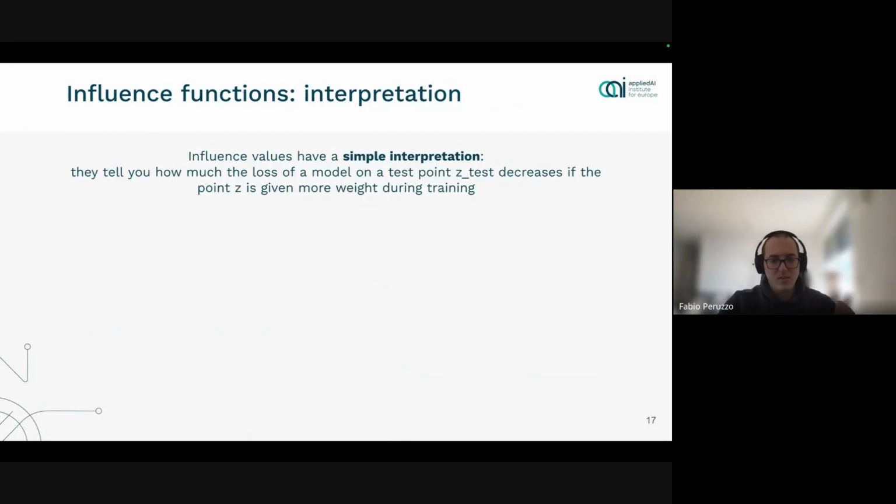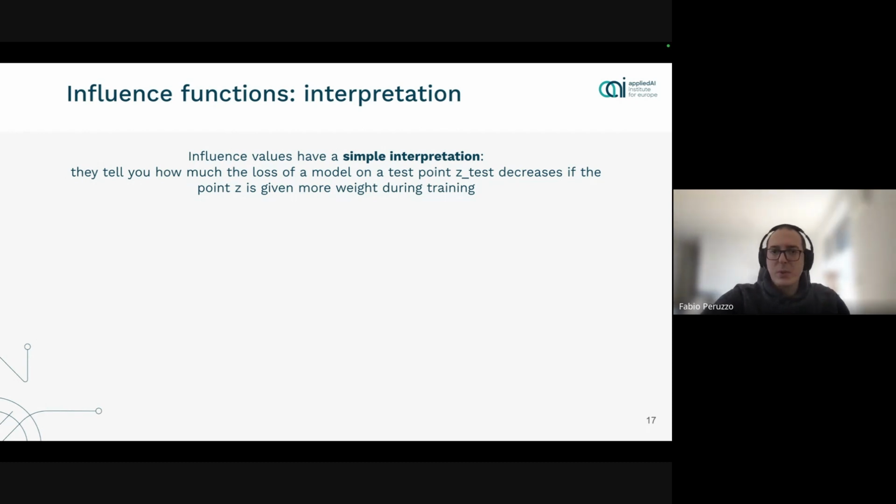Okay. If you got lost with the math, it's fine, it's normal. I had to skim through very quickly. But what you need to remember is that influence functions have a simple interpretation. So they tell you how much you can expect that the loss of a model on a testing point at test changes when a given training point is given a little bit more weight in the loss during training.